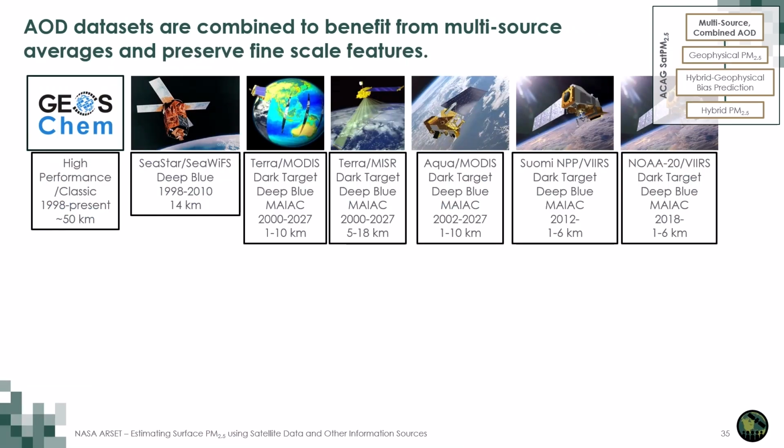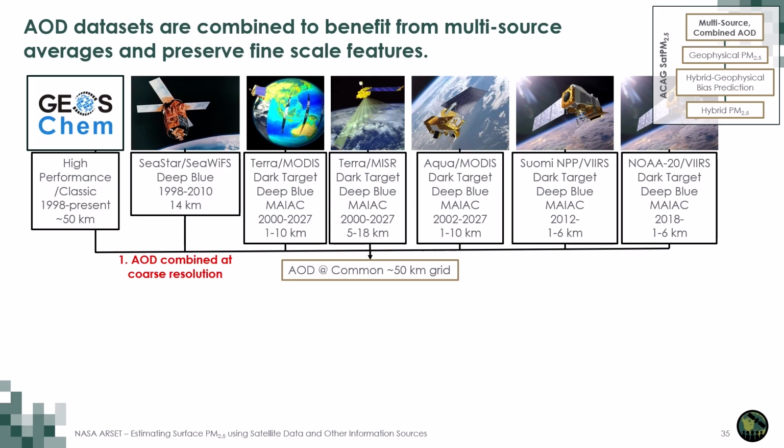An additional challenge to bringing together multiple AOD datasets is that often there are different spatial scales or time periods. Here I've listed the satellites and retrievals as well as the model we currently use in our SAT-PM dataset. You'll note that some of the earlier retrievals available from SeaWiFS using Deep Blue are available from 1998 to 2010 at a resolution of 14 kilometers, whereas the most recent additions include a VIIRS instrument starting in 2018 at resolutions ranging from 1 to 6 kilometers. The GEOS-Chem chemical transport model, for its part, is run at a resolution of about 50 kilometers throughout this whole time period.